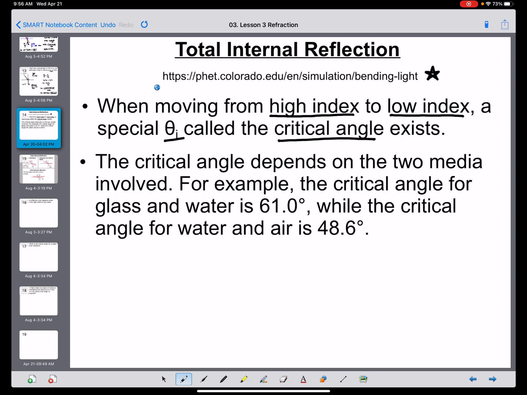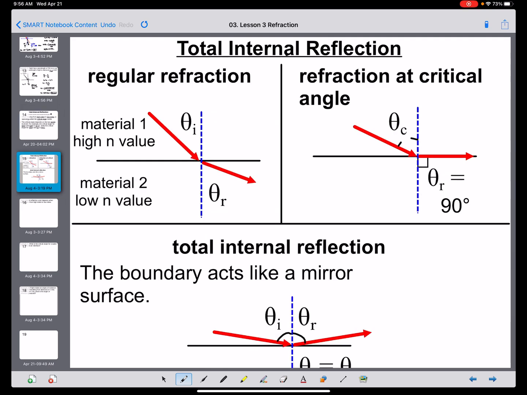But for right now, just so you know, the critical angle depends on the two media or the two materials involved. So say we have light moving from glass to water, the critical angle in that case is 61 degrees, whereas say we have light moving from water to air, in that case, the critical angle is a different number. It's 48.6. And I'm going to use this 48.6 here as an example in a sec, so just keep that number in mind. So when we're moving from high index to low index, there's 3 cases that can happen.